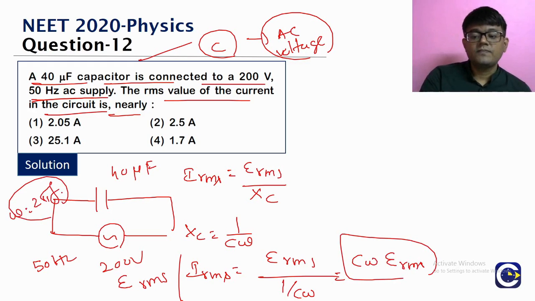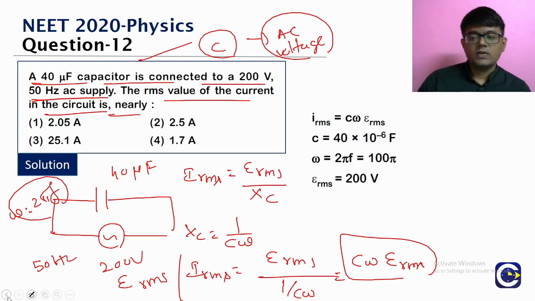Frequency is given as 50 hertz. Okay, so now we'll go with the formula. IRMS is equal to C into omega into ERMS. C is 40 microfarad. Microfarad means 10 power minus 6 farad. We have to be careful about the units. Omega, the angular frequency, is 2 pi into F. So F is 50.